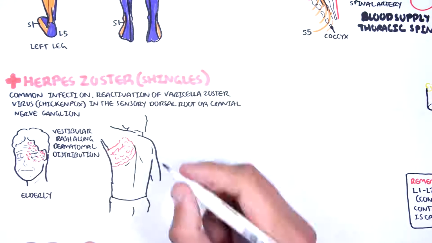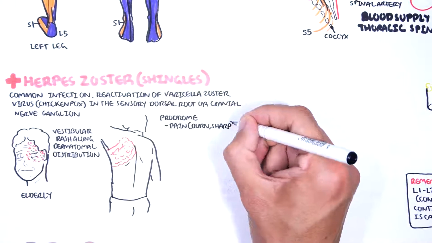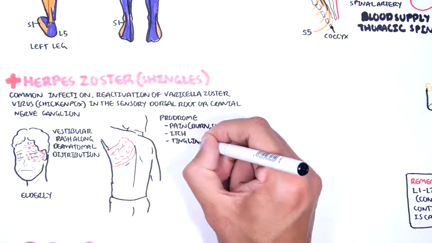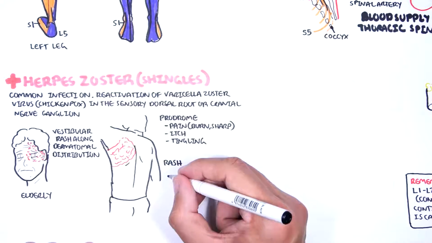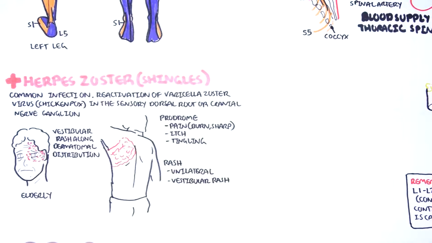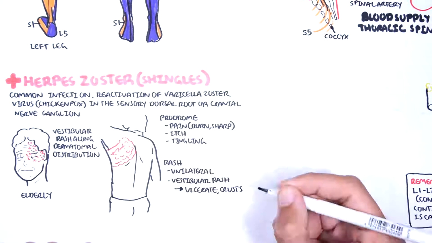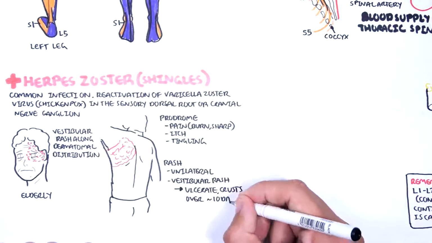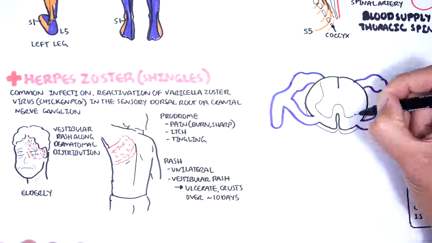Shingles classically has a prodrome phase characterized by pain, burning, and sharp sensations like itching and tingling as well. This is followed by an eruption of a rash, usually a unilateral vesicular rash, which will eventually ulcerate and crust over in 10 days. Remember, it usually manifests along a specific dermatomal distribution, unilateral on one side.